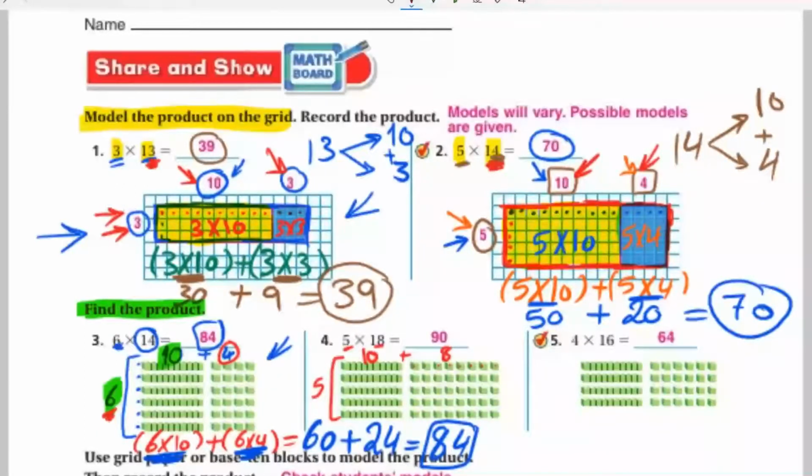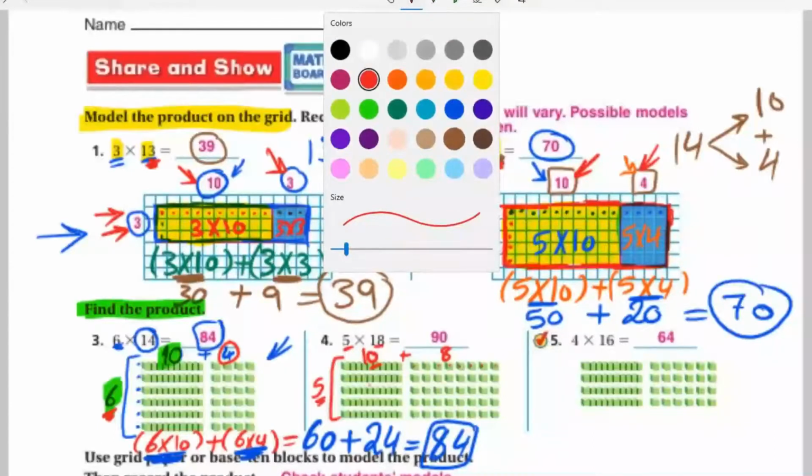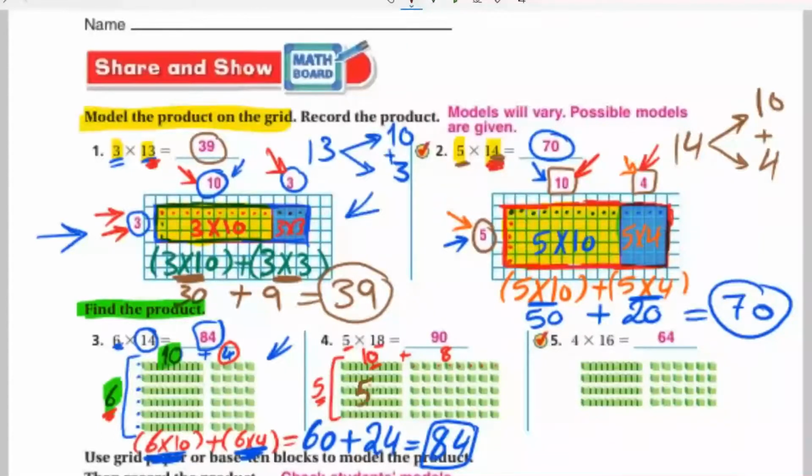After that, what is the value of this part? 5 times 10 equals 50. So this part will be 50. And what about this part? 5 multiplied by 8 equals 40, right? Let's add them together. 50 plus 40 equals 90.